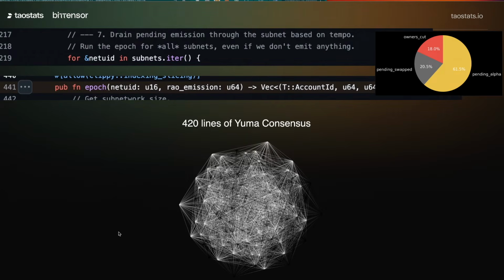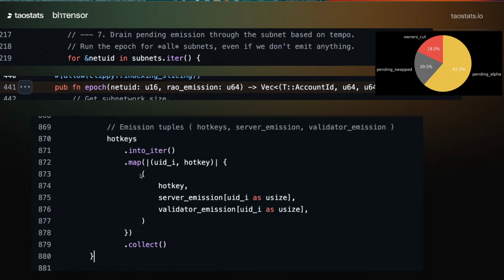But what happens here is Yuma consensus goes through and looks at all the weights and everything, and then this figures out the emission for both the miners and the validators. And so we get down here to line 869, and we're going to pull that out for every single hotkey. Let's go through, get the hotkey, get the miner emission and the validator emission. So we're just going to extract that from everything that just happened in Yuma consensus and store it in hotkeys.